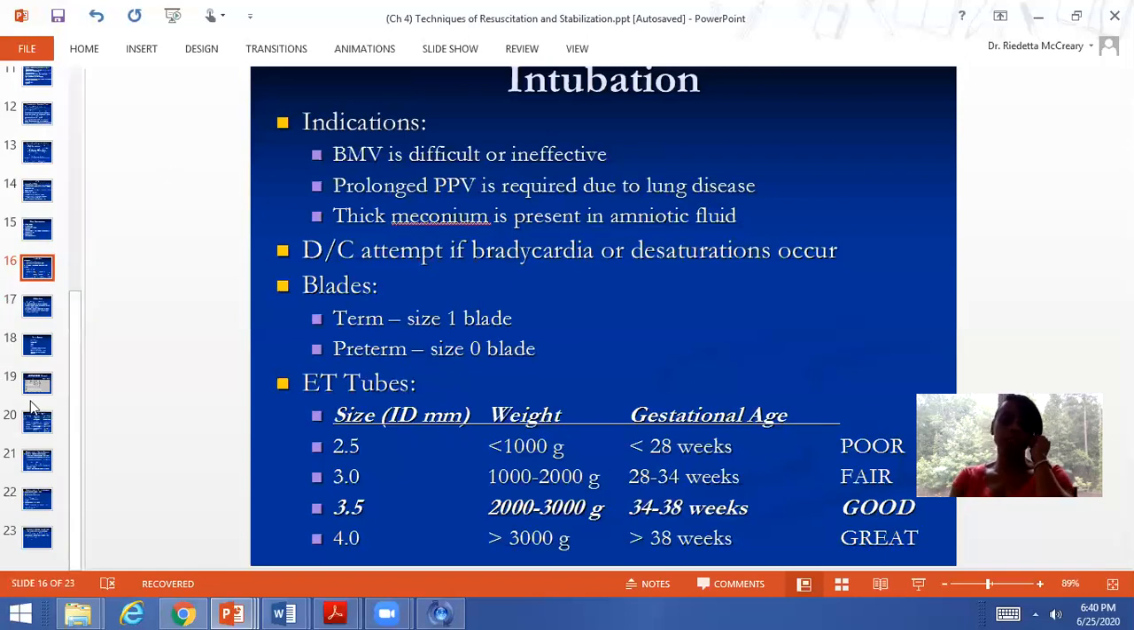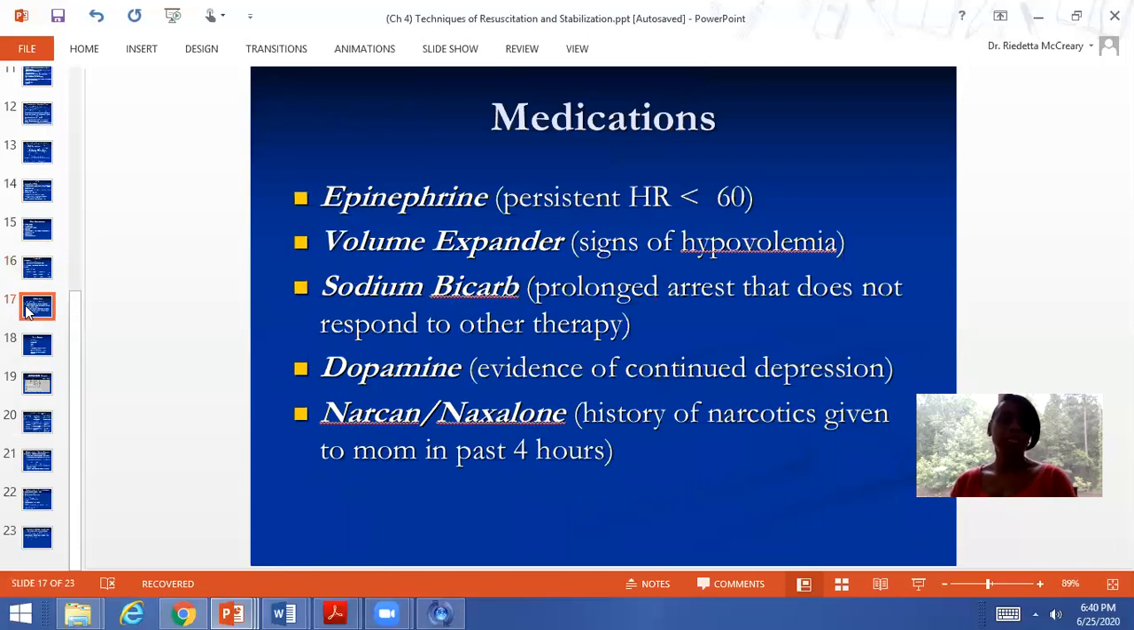Okay, so those are the ET tube sizes. Always start with 3.5, go up a half if they're term, go down a half if they're preterm. But if they are extremely preterm, then you're going to go down one whole size. So instead of 3.5, 2.5. All right, the meds. We already talked about epi. Epi is used for persistent bradycardia, heart rate less than 60. Volume expanders are important if you're dealing with a patient that has had hypovolemia.